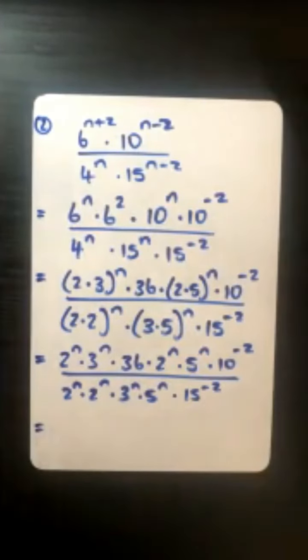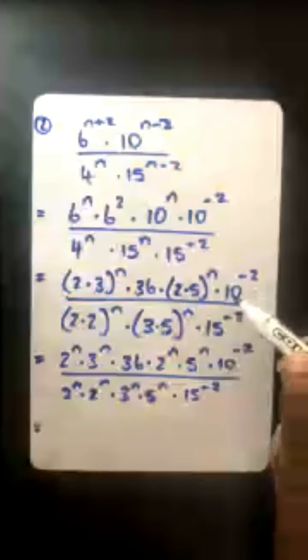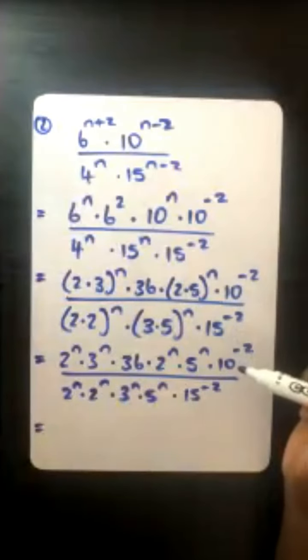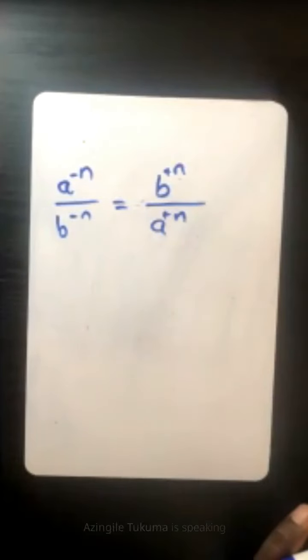Ladies and gentlemen, I want to remind you of something. Can you see that 10 to the exponent negative 2, 15 to the exponent negative 2? Remember, guys, there's that rule which says if you have a to the exponent n over b to the exponent n, because we always want to have a positive exponent. That means if we have a negative exponent at the bottom, we take it to the top, then it becomes b to the exponent positive n, then you take a to the bottom and write it as a positive exponent. Guys, I'm not sure if you remember this rule. Do you remember, guys? Yes, sir.